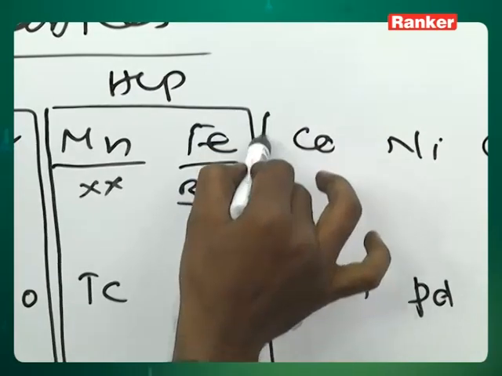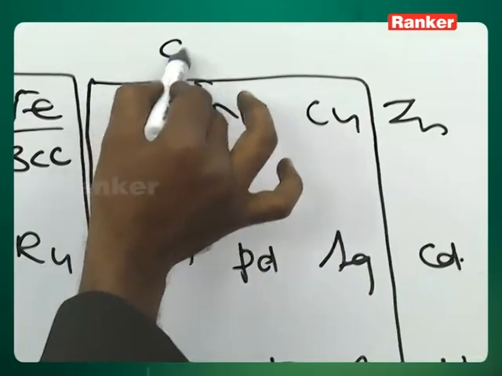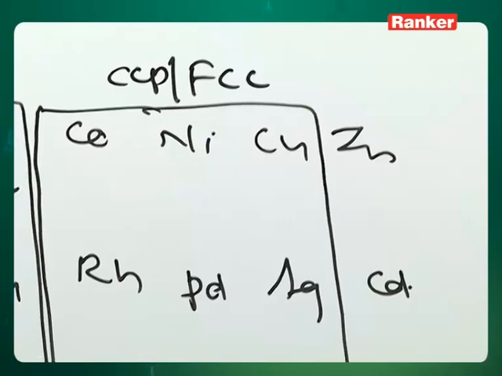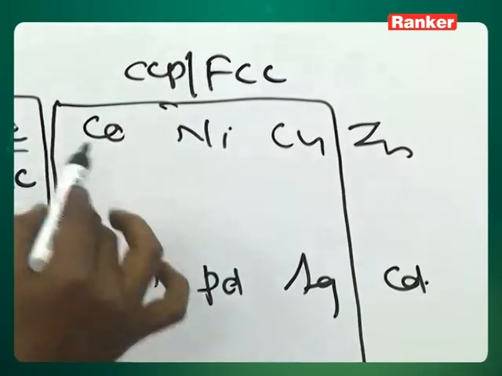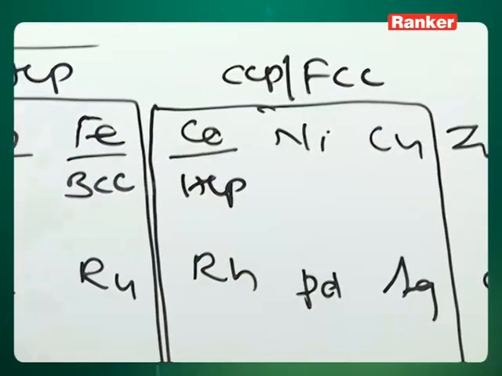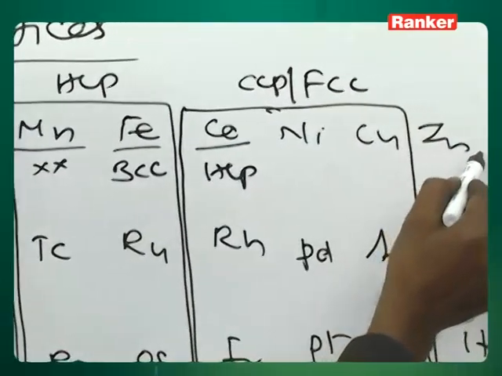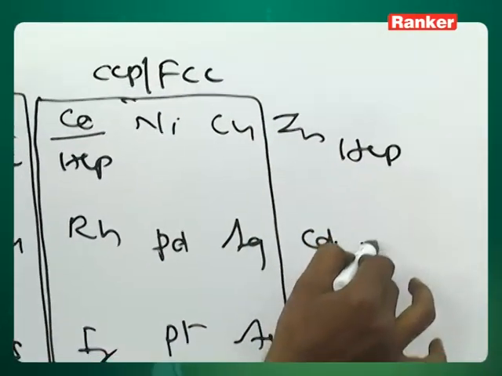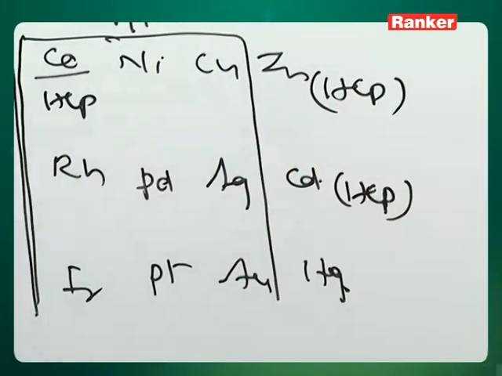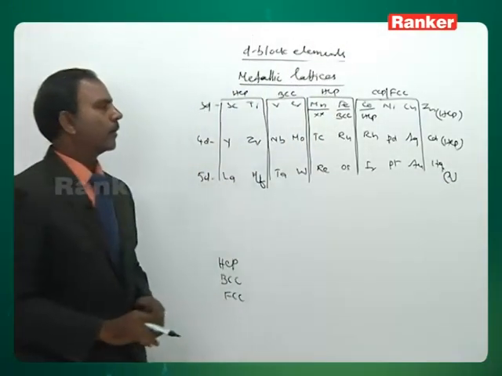Next, the remaining three vertical columns have CCP or FCC. Both are one and the same. In these nine elements, all except cobalt, which is HCP, have FCC or CCP. Zinc has an HCP metallic lattice. Cadmium again has HCP. And mercury is a liquid, therefore it does not have a particular metallic lattice.